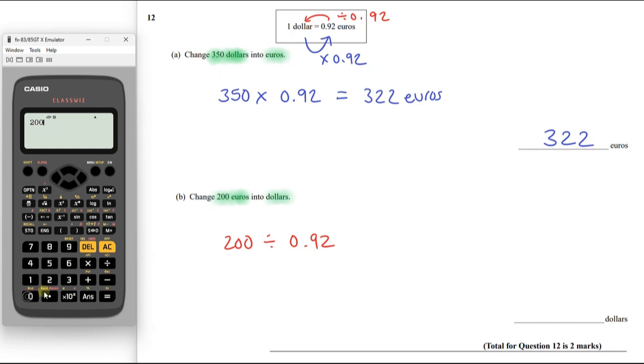So 200 divided by 0.92, and we get a nice long decimal here. This is in dollars, so let's put our dollar sign in. We've got 217, and I'm just going to round to the nearest cent, so 0.39. So we've got 217.39. It doesn't say what to round to. I would probably say if you just put 217, you would also get the mark.